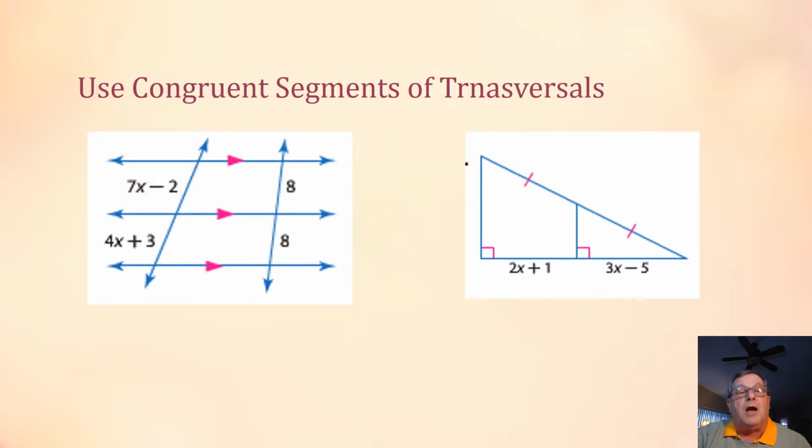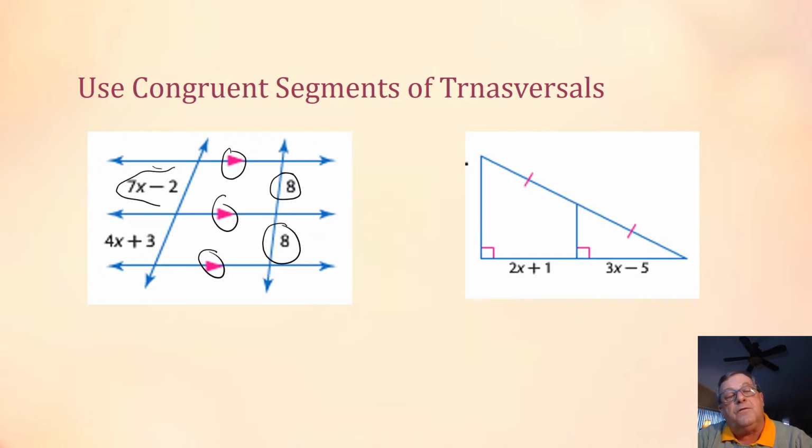So here on this first diagram on the left, we can see we got 3 parallel lines, and they're intersecting 2 transversals. And on this transversal on the right, those are congruent. We're given the measures for that, 8 and 8. And then that would mean that these 2 segments, which are defined by 7x minus 2 and 4x plus 3, would also have to be congruent, and we can find the value of x.